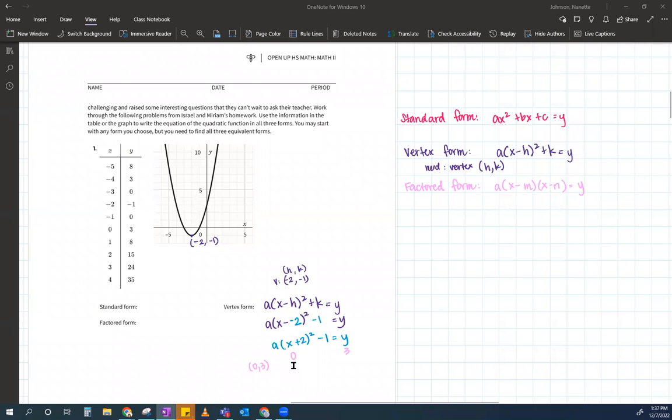Okay, so I put a 0 in for x and a 3 in for y, and now I'm going to copy the rest of the equation down. So a parentheses plus 2 quantity squared minus 1 equals. And then I'm just going to start simplifying and solving, right? Anybody see anything that I can simplify? I'm solving for a, by the way.